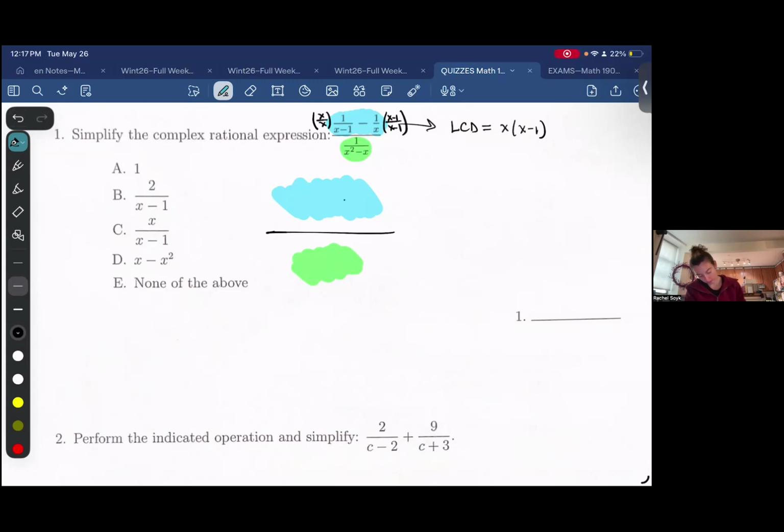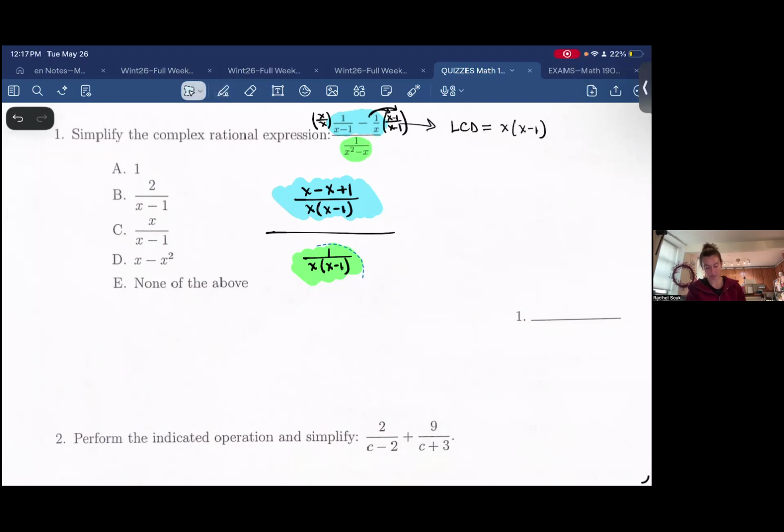And when we do that, we can all put it under x minus 1, and we get x minus, and then don't forget to distribute that negative to both terms. So minus x and then plus 1, all over 1 over x squared minus x. We can pull out an x from each of those terms, and you'll notice that it's just going to become x minus 1 as well, which is helpful.